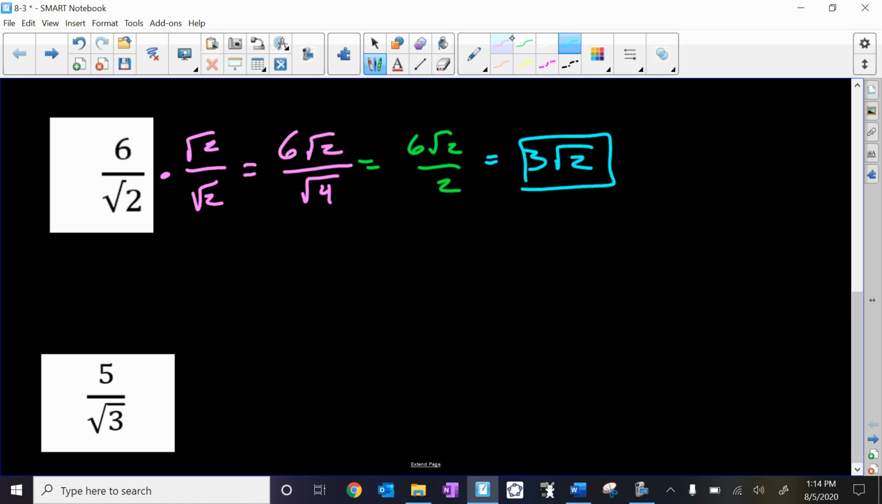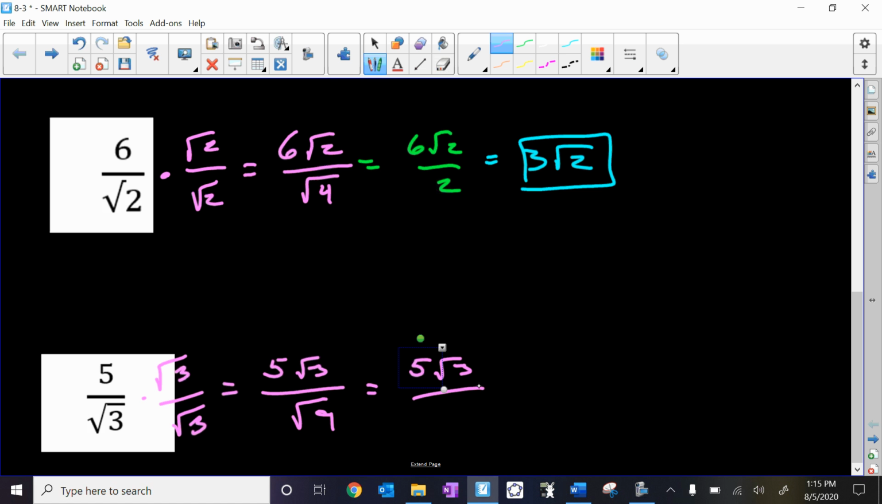We do the same thing with the bottom one, although it's one less step actually. This time, instead of multiplying by the square root of 2 over 2, we're going to say we want to multiply by square root of 3 over square root of 3. On top, we're going to get 5 square root of 3 over square root of 3 times square root of 3 is the square root of 9. We can go a step further. The square root of 9 is really just 3, so now we have 5 square root of 3 over 3.